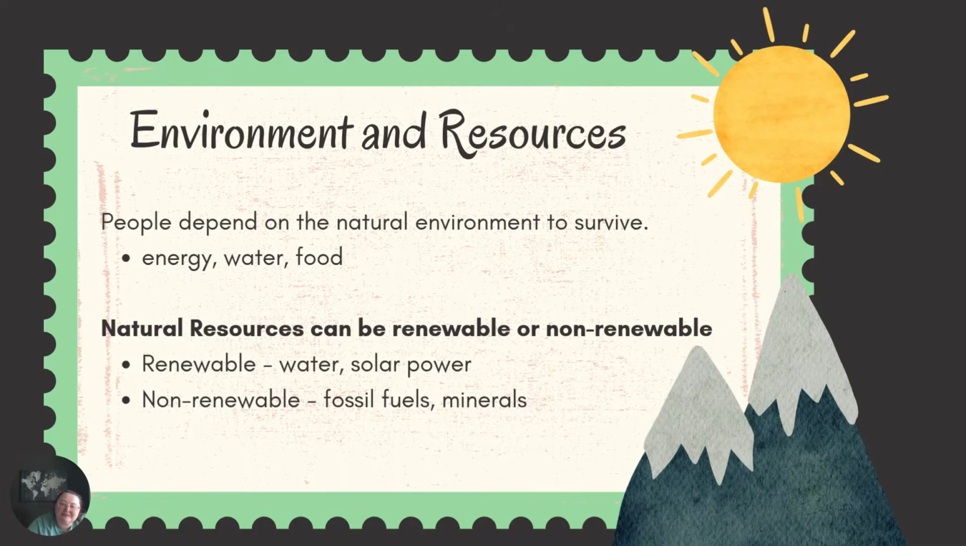Environment and resources. People depend on the natural environment to survive. We use it for our energy, for our water, food, and more. Natural resources can be renewable or non-renewable. An example of a renewable resource would be water and solar power. Non-renewable resources could be fossil fuels and minerals. They deplete over time and we can't get them back.